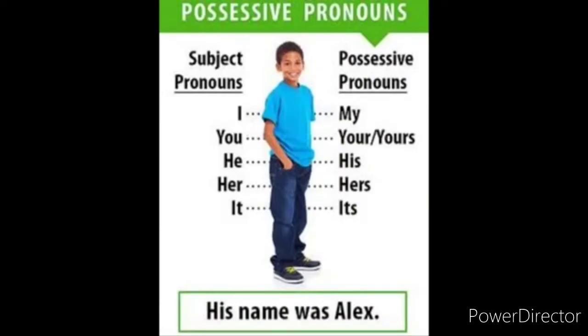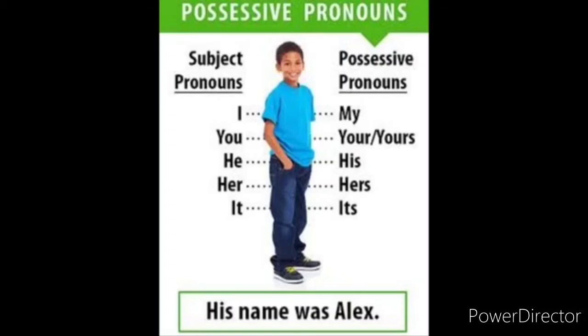See here, subject pronouns, that is the normal personal pronouns like I, you, he, she, it. Opposite to that, you have possessive pronouns like my, your, yours, his, hers, its. So these are the possessive pronouns, children. And here his name is Alex. Likewise, you can use any one of the possessive pronouns like my name is Alex, your name is Alex, his name is Alex. Like that you can use possessive pronouns according to their purpose and usage.